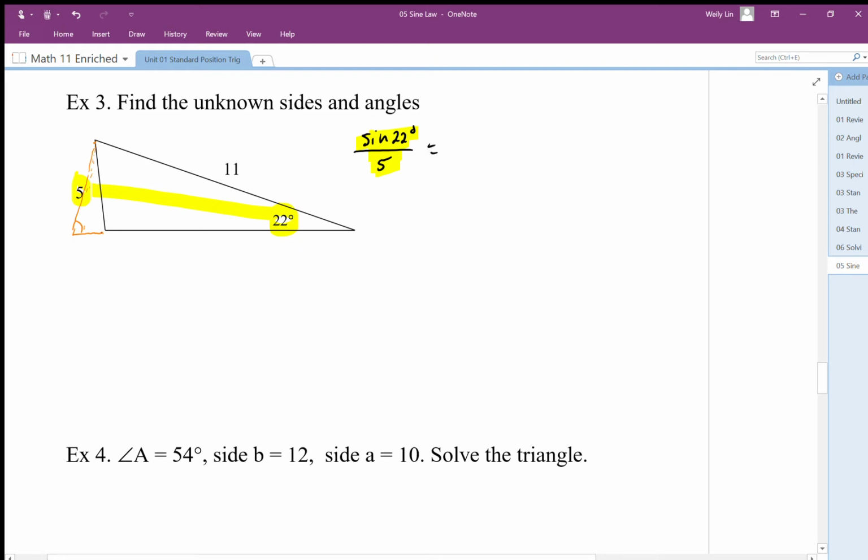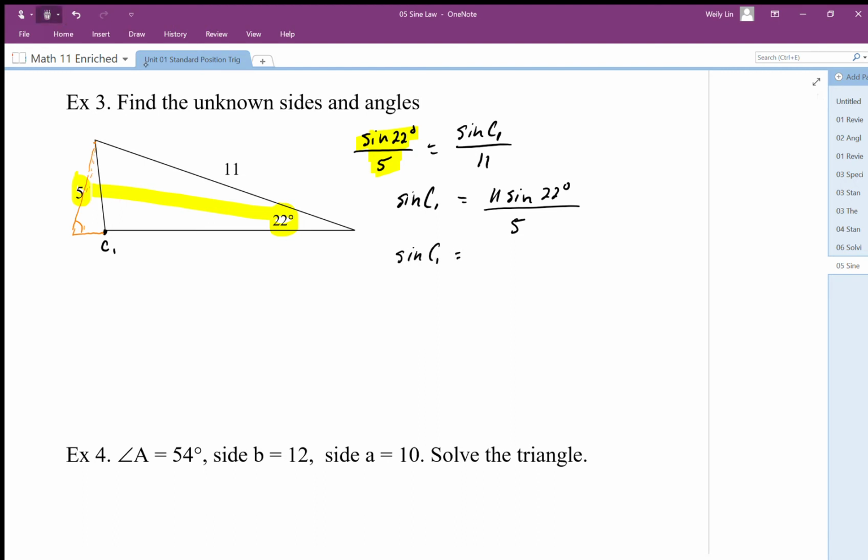I'm going to call this angle C1. We know that sine of C1 over 11, an angle and opposite side pair, is equal to the known angle and opposite side pair. So I solve for C1: sine of angle C1 is equal to 11 times sine 22 degrees over 5, just cross multiplying. What is that decimal value first? Sine 22 degrees times 11 divided by 5, and I get 0.824.